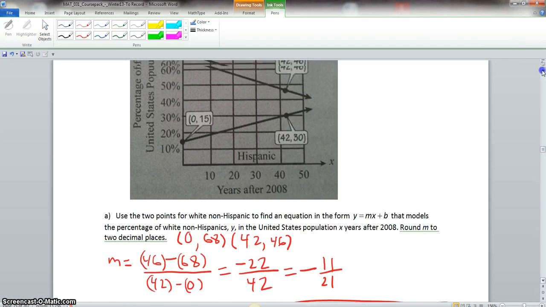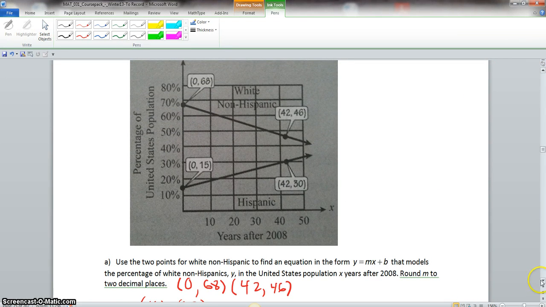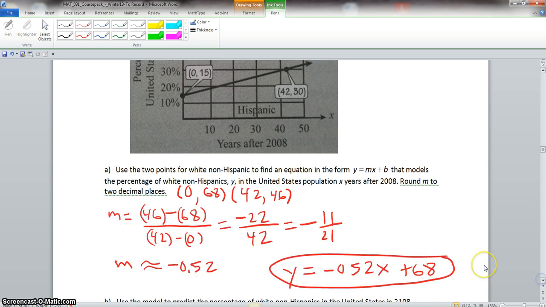So the 2 points are (0, 68) and (42, 46). So now we substitute. y sub 2 goes first minus y sub 1. 46 minus 68 is negative 22. And then we do the next value. We will have our x sub 2, which is 42, minus our x sub 1, which is 0. So we will end up with 42. Negative 22 over 42, we could divide both by 2, and that would give us negative 11 over 21. Now, when you put this in your calculator, it approximately rounds off to negative 0.52.